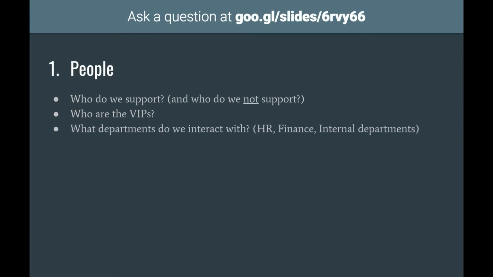What departments do we interact with? And again, I talked about this just a little bit earlier, the HR department for new staff or other workers or faculty. The finance department when it comes time to do budgeting or spending of that allocated money. And other internal departments that you might work with. You might work with facilities or a networking group or someone else.